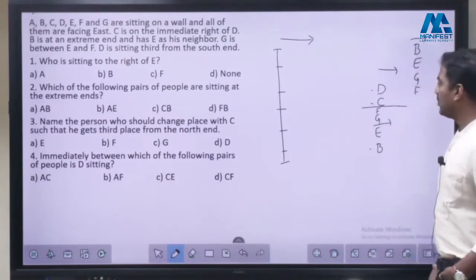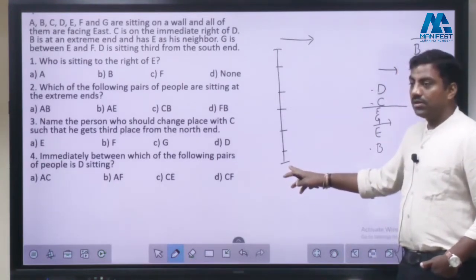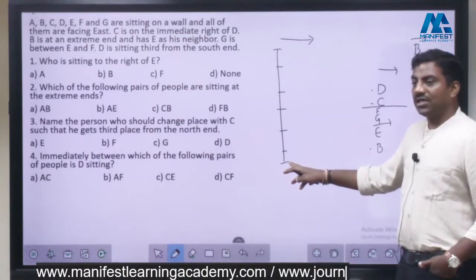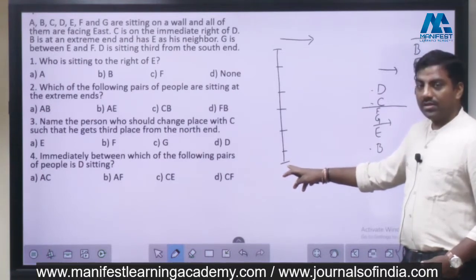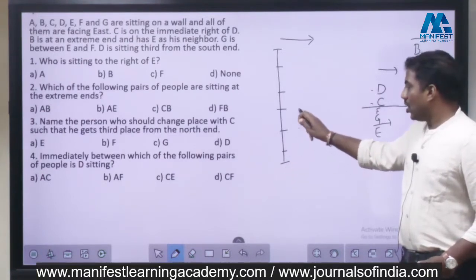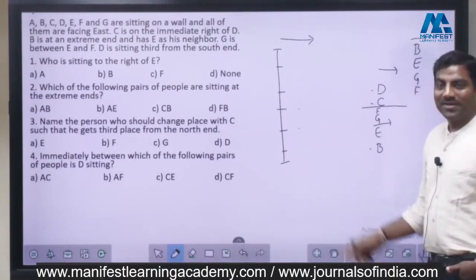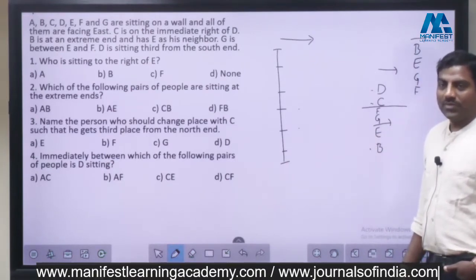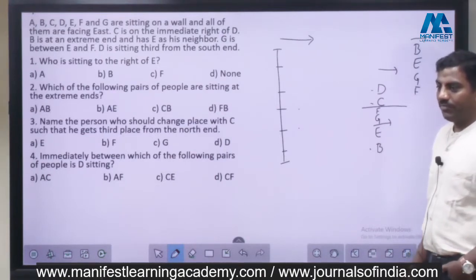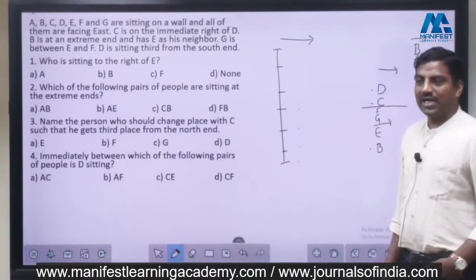D is sitting third from the south end. Which is the south end? So, which position is third from the south end? This one or this one? Both are here only. The below one or top one? That is third from the south end? Now tell me, who is first from the south end? First from the south end, this person or this person? Bottommost or last but one?